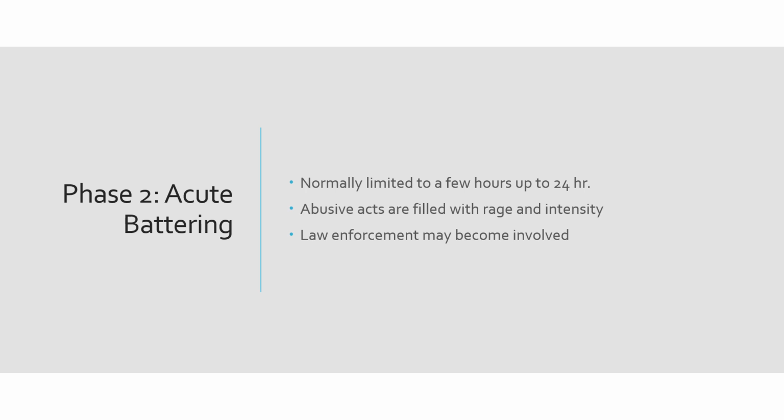As we move into phase 2, this is the acute battering stage, right? In phase 1 at the end, the violence started. Now we're in phase 2. This could last a few hours to up to 24 hours. It's abusive acts that are filled with rage, that are filled with intensity. Law enforcement could get involved at this point. So I think this is a lot of times where we hear about those domestic abuse cases.